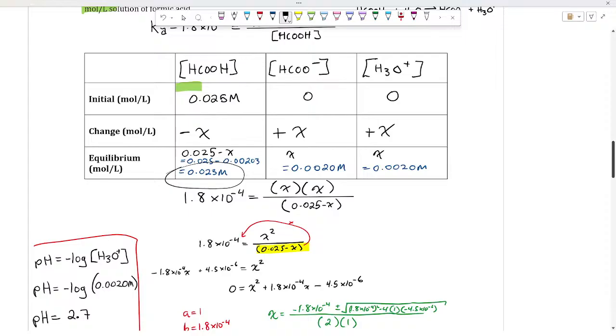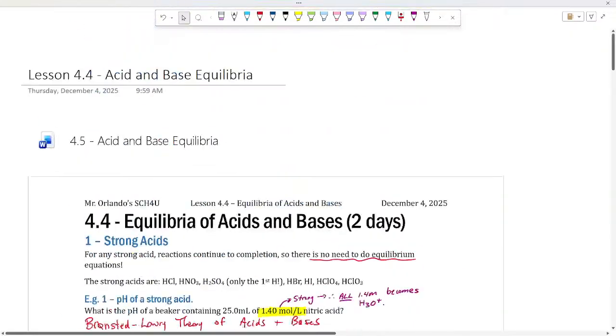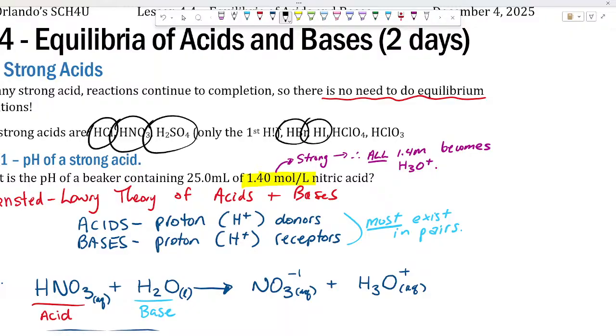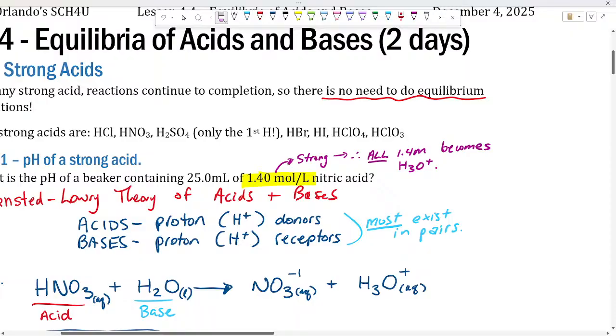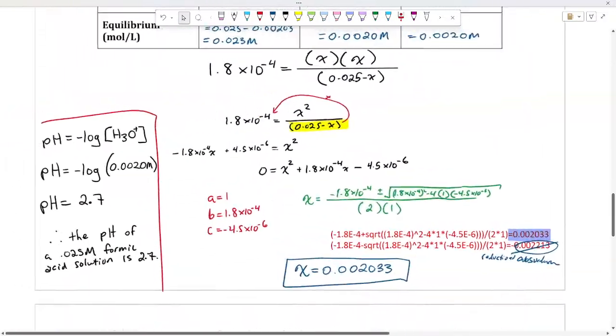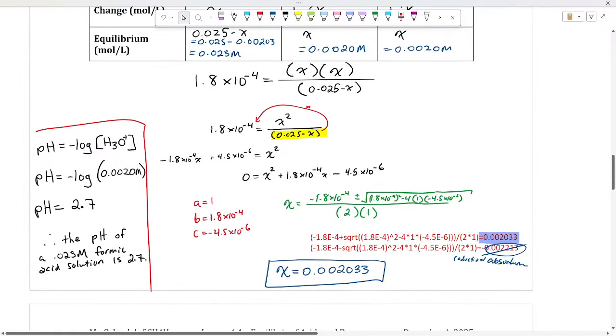Does that make sense? This is what kind of acid? It's not a strong acid, which dissociates all the way, of which there are only a few. The strong acids, if we remember from the beginning, are hydrochloric acid, nitric acid, sulfuric acid, hydrobromic, hydroiodic, perchloric acid, and chloric acid. All the other acids that exist in the universe are weak acids, and they exist in equilibria like this, so they only partly dissociate.